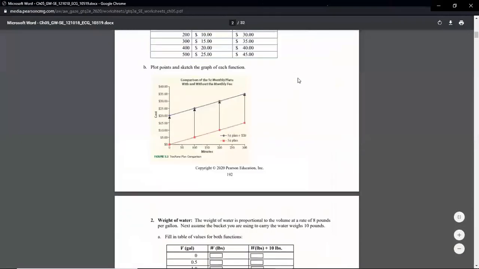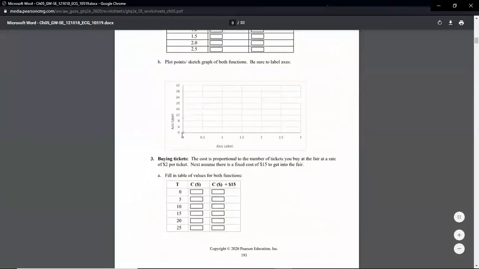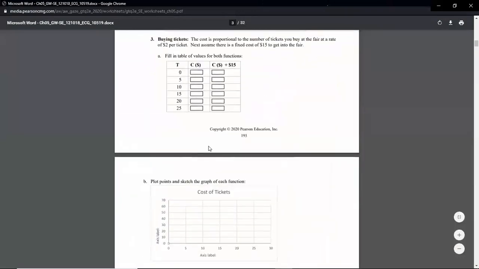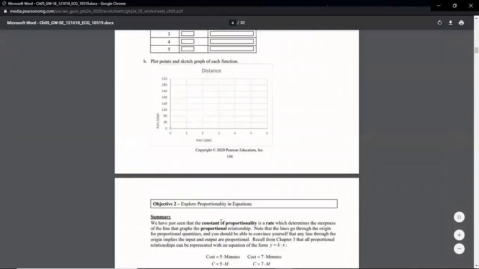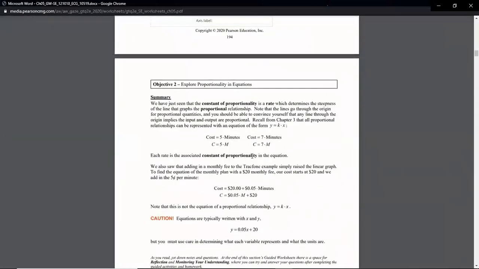So again, what I'm referring to is we made these 3 graphs. We did a graph for the weight of water with the bucket and without the bucket, in that opposite order. We did buying tickets at a fair or Busch Gardens or something where we had the $15 flat fee to get in and then $2 per ticket. So we had a graph without the flat fee and then with. And then the same thing for a driving distance. So if you have not seen that yet, that means you need to go and watch last class's lecture. So this is what we're getting to now.